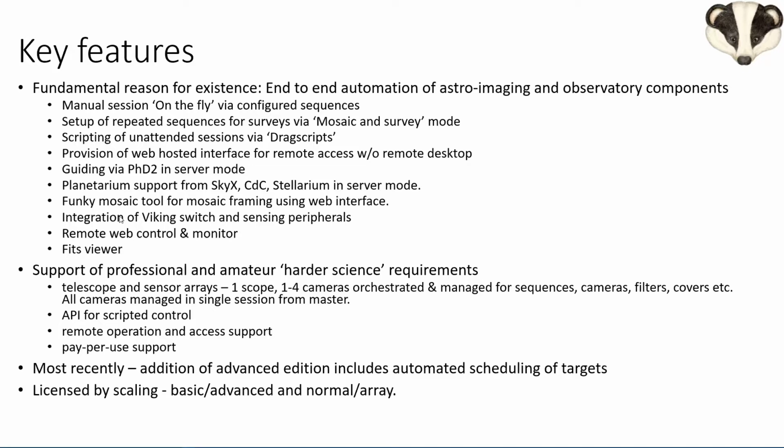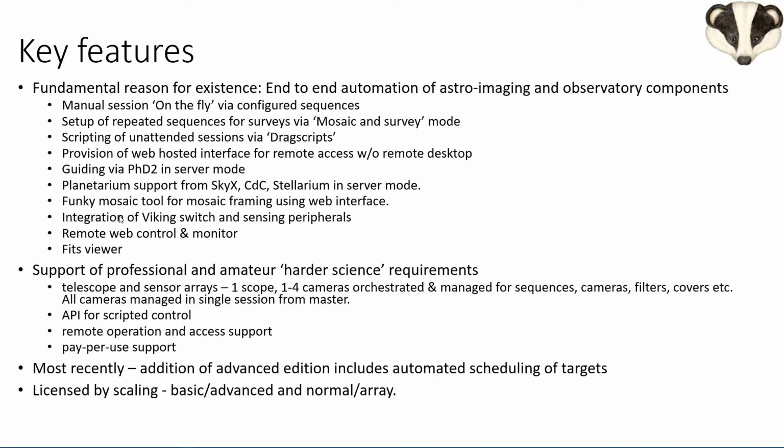I've talked about the Viking switch and sensing peripherals. But one of the nice key features is its web control interface. So, typically we might sit down during the night and remote desktop into the observatory if that's what you've got, or remote desktop into the laptop that's controlling your telescope out on the patio. Voyager has its own web interface that basically tells you most of what's going on, including showing you the latest pictures and some stats about those pictures. And I'll give that a quick flick through too.